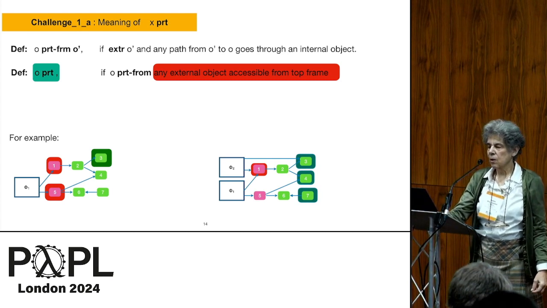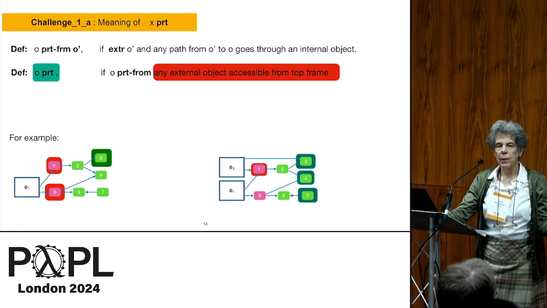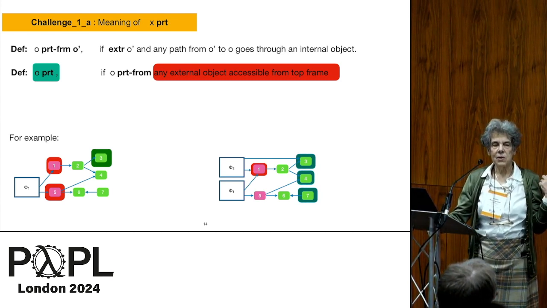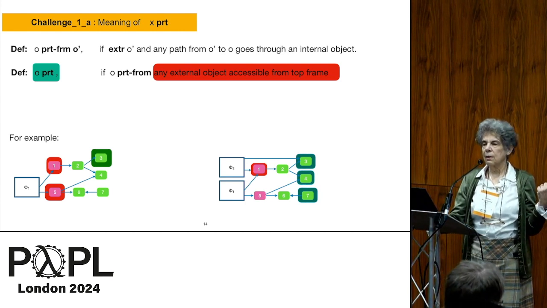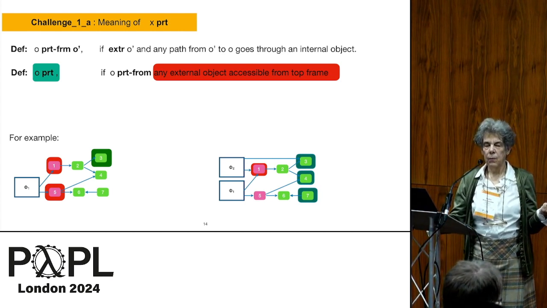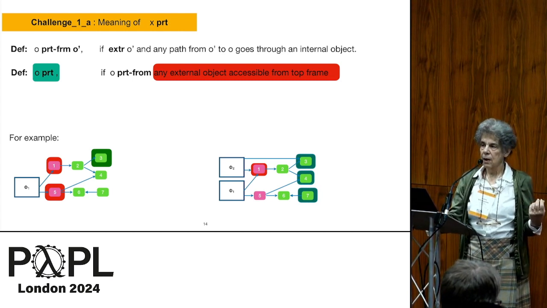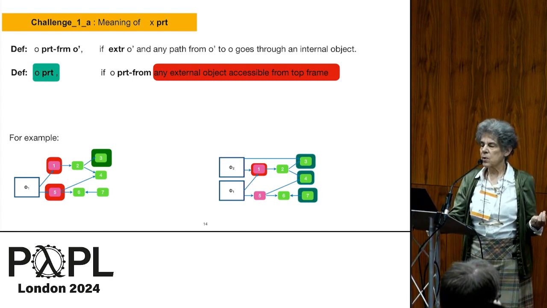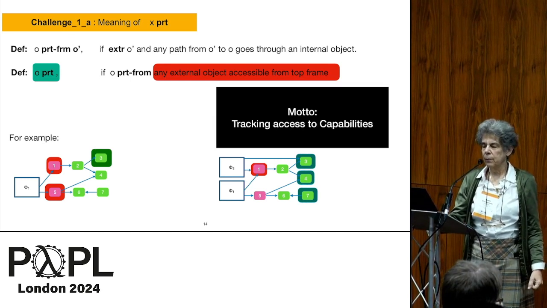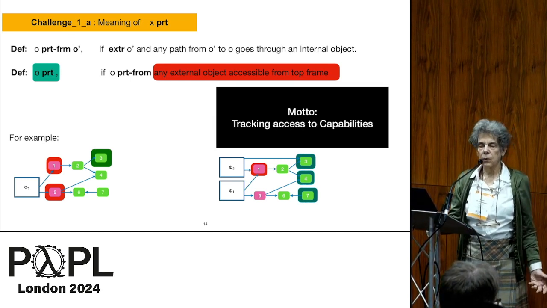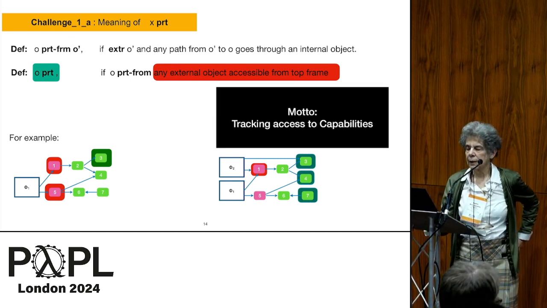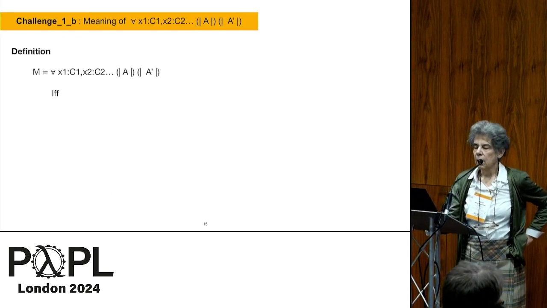Okay, so this is the meaning of protected. It's about what access the external objects can get to the protected object, whether they can get access, and whether those objects are accessible from the top frame. So the issue is we want to track access to the capabilities.